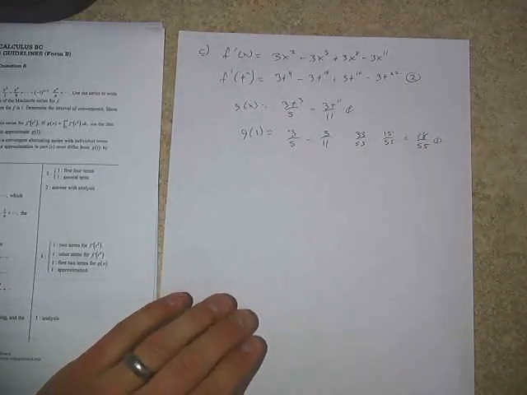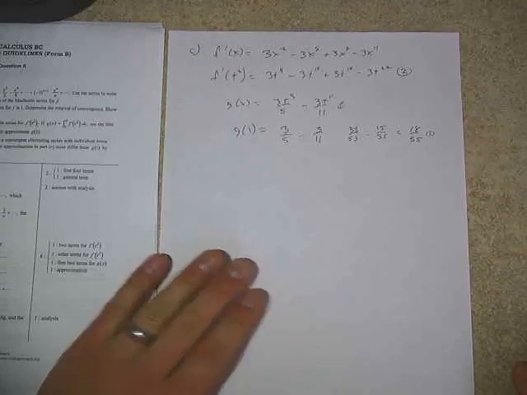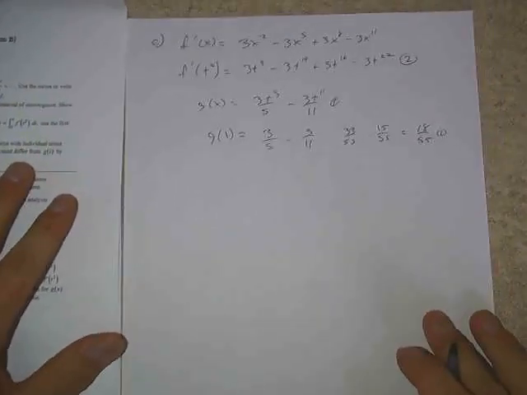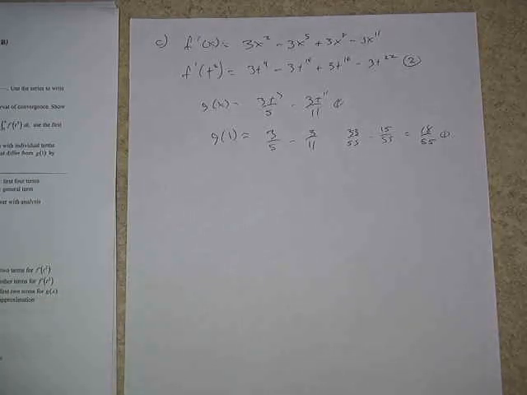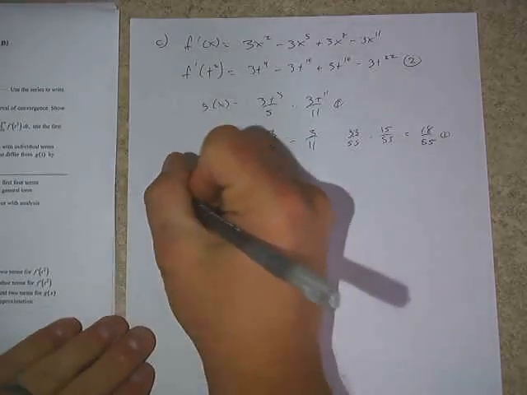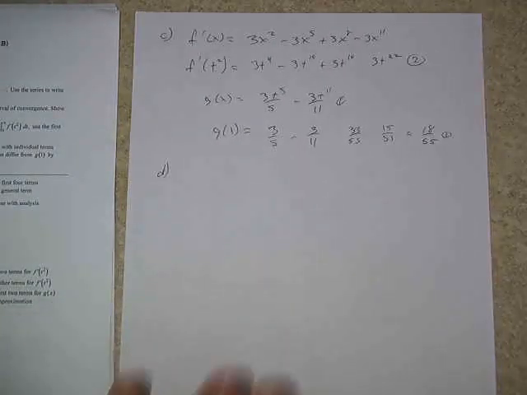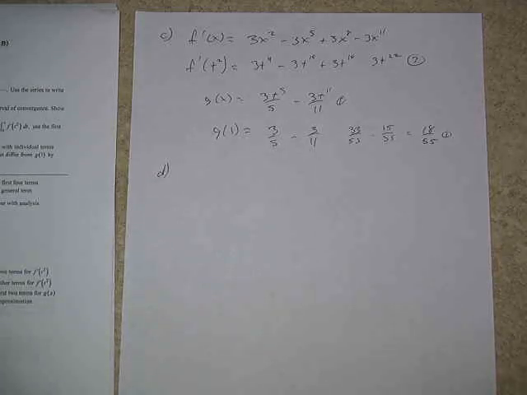And then ultimately we need to do g of 1 with that. So it'll be 3/5 minus 3/11. And if I get a common denominator here, it'd be 55, so it'd be 33/55 minus 15/55, which is 18/55. And so 1 point for this part, 1 point for that part, and like I said, 2 for this one essentially. Questions on part D.